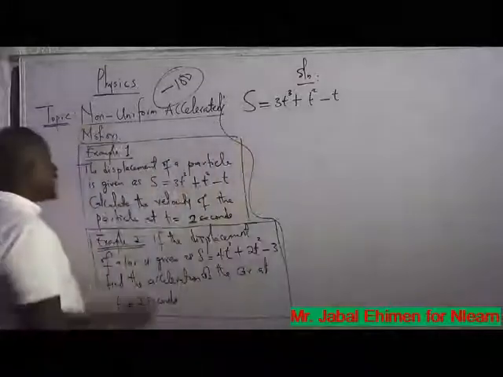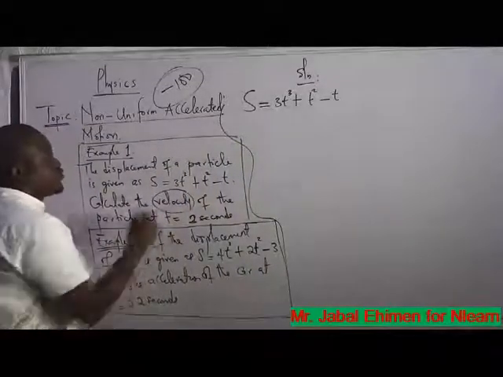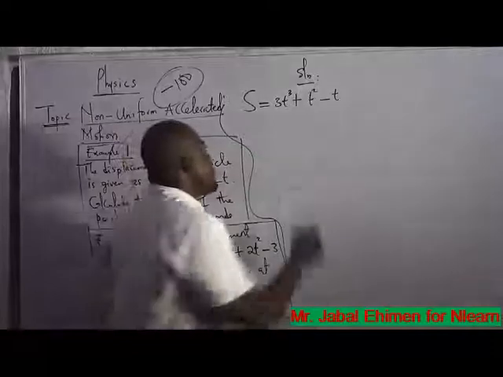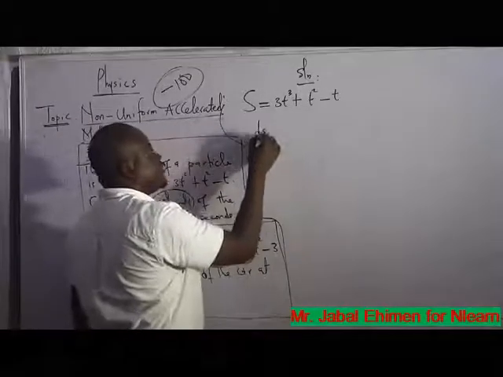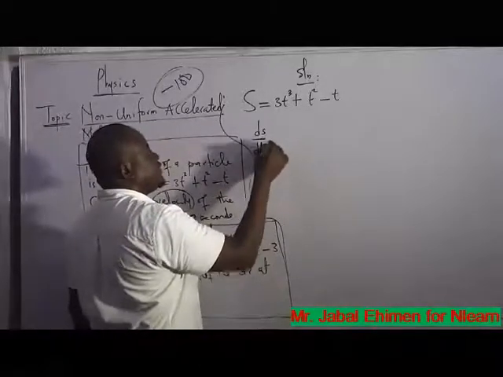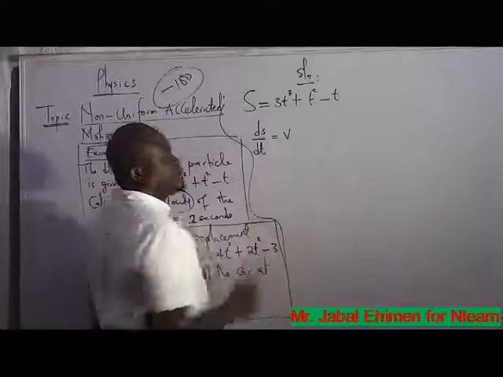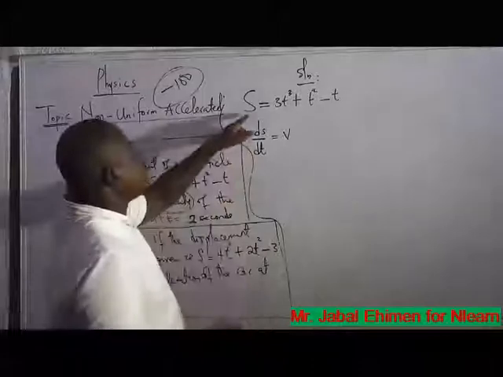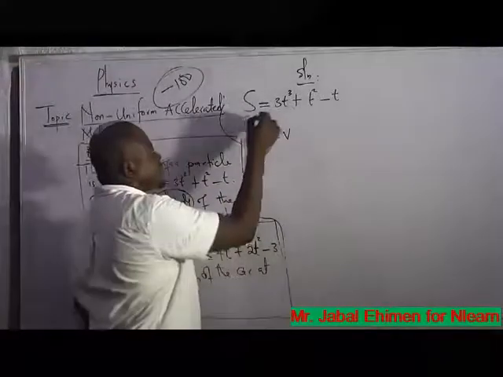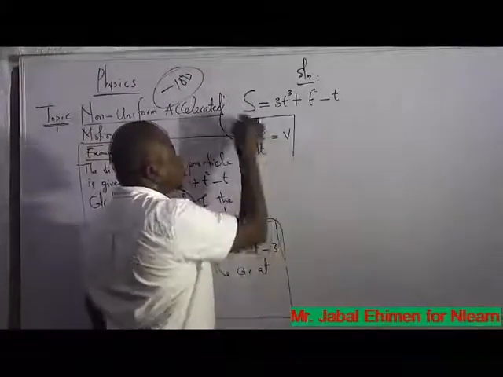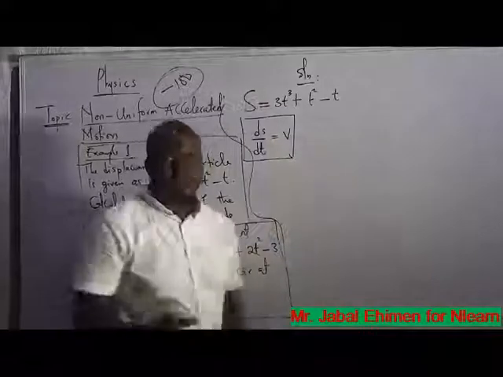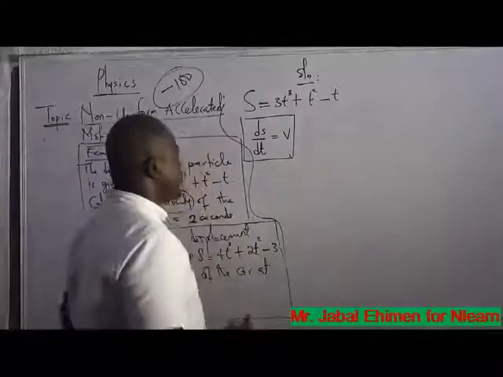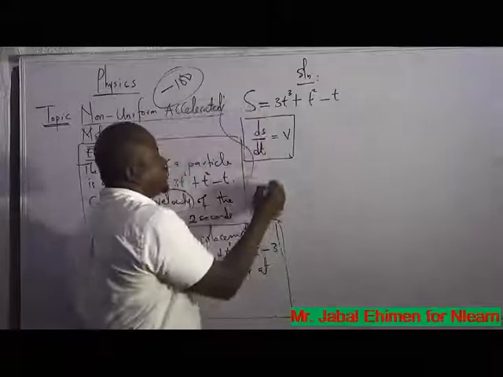And the question said, calculate the velocity. This is what we're looking for, velocity. But you remember that ds over dt is equal to v. That's velocity. But how do you differentiate this value? Differentiating this value now is our first priority. Let's differentiate this value. How do you do that?